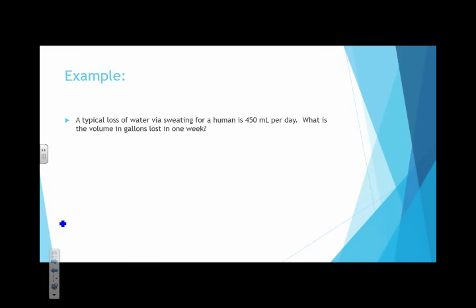Okay, so now the typical loss of water via sweating for a human is 450 milliliters per day. What is the volume in gallons lost in 1 week? This problem has 2 types of units. I've got 450 milliliters per day, and per, remember, tells me I'm dividing. So really this is 450 milliliters per 1 day. That's what I'm starting with.